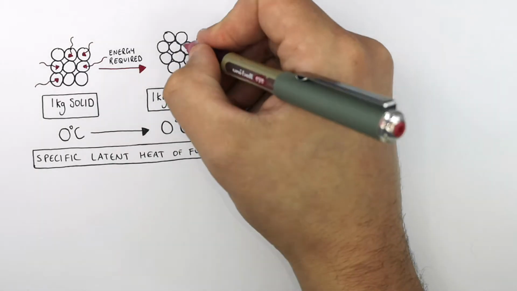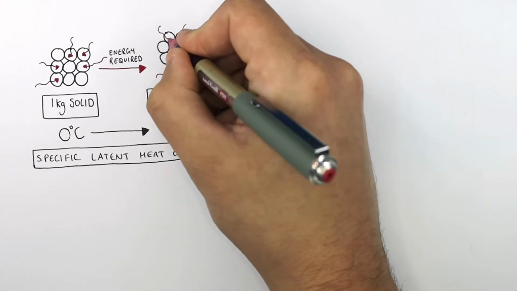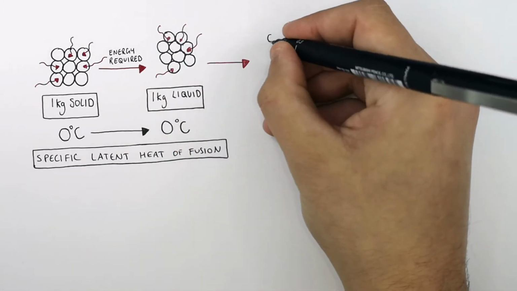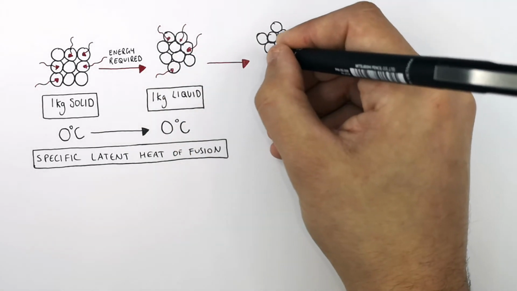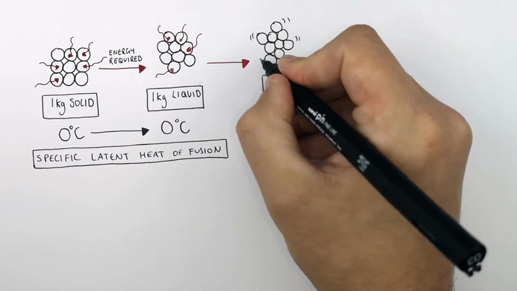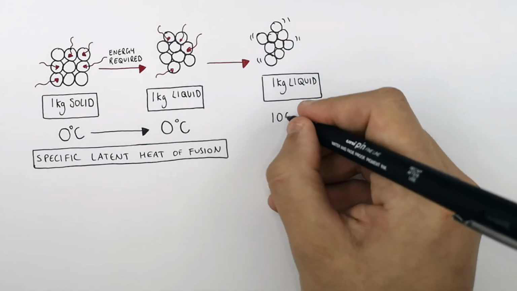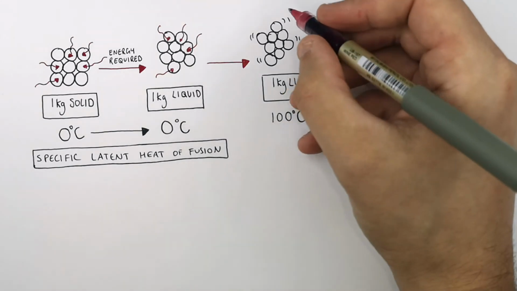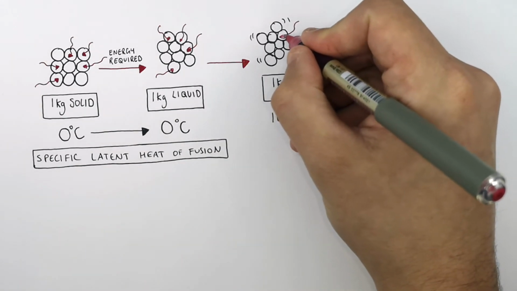Energy was transferred into the thermal energy stores of this liquid. Due to more energy being stored in the thermal energy store of this liquid, the temperature increased from 0 degrees Celsius to 100 degrees Celsius. So what is the specific latent heat of vaporization?